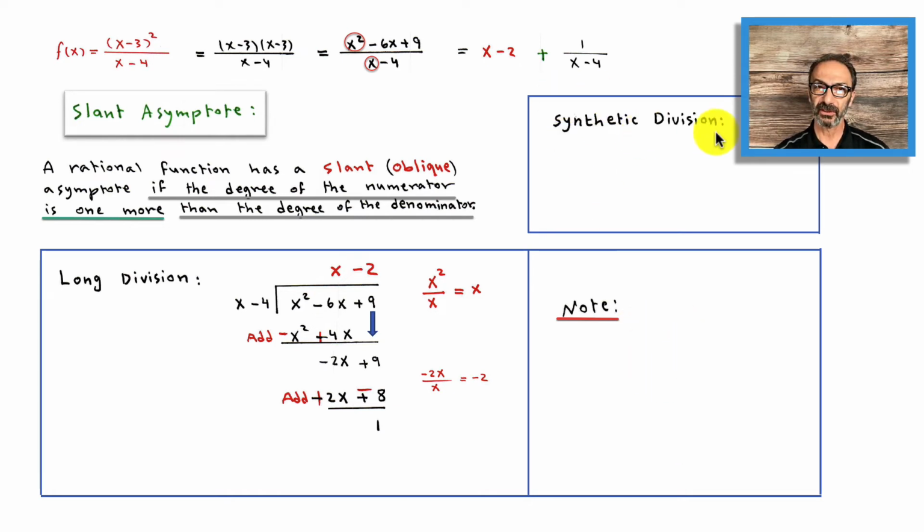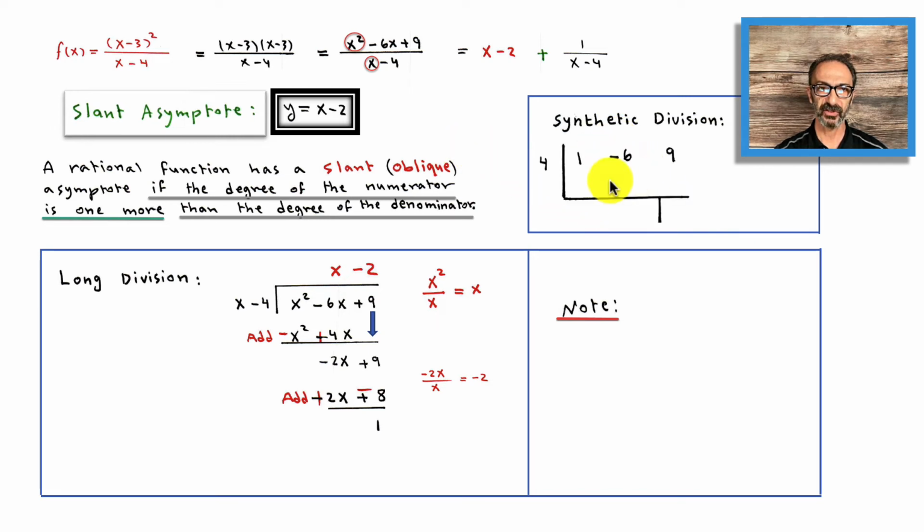Let's go back to the synthetic division. I mentioned that the synthetic division is the following. We take the numbers 1, negative 6, and 9. And we put the 4 outside, as if this is x minus 4, we put 4 outside. X minus 5, we'll put 5 outside. X plus 3, we'll put negative 3 outside, because it's supposed to say x minus negative 3.